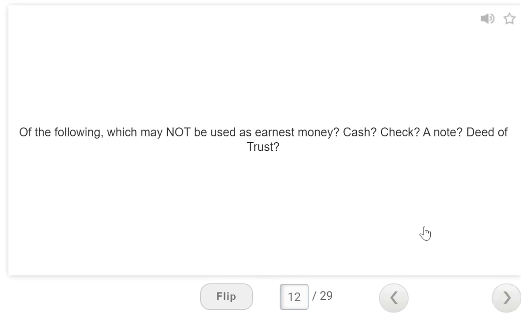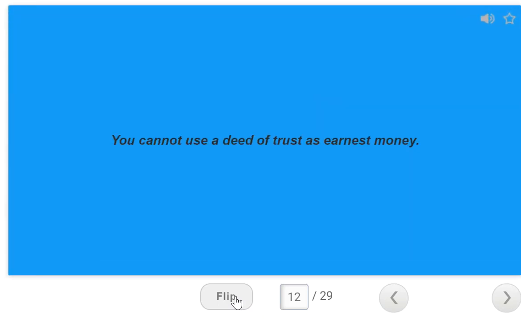Of the following, which may not be used as earnest money? Cash, check, a note, or a deed of trust. So which may not be used as earnest money in Colorado? You cannot use a deed of trust as earnest money.